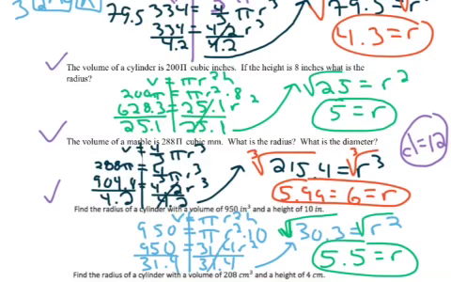I do not want to leave my answer as r squared. I just want to find the radius. So the opposite of squaring a value is to take the square root. So in this case, the square root of 25 is 5.